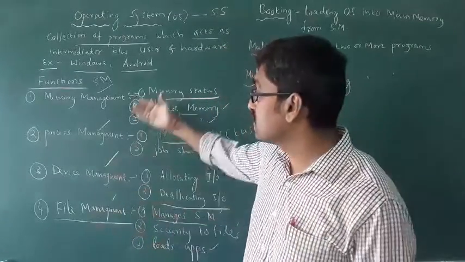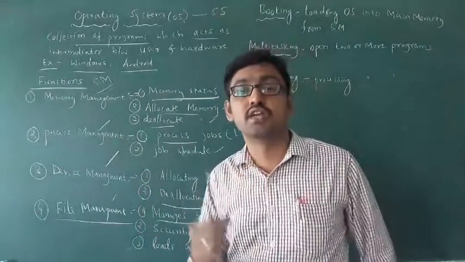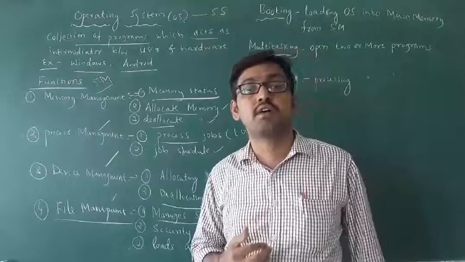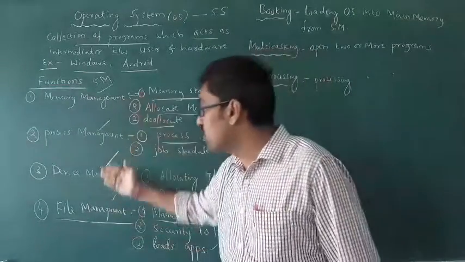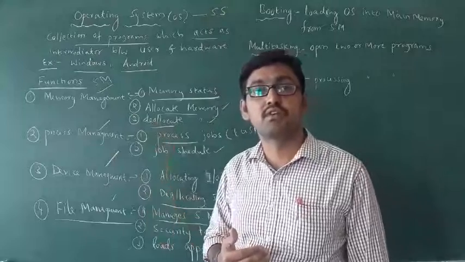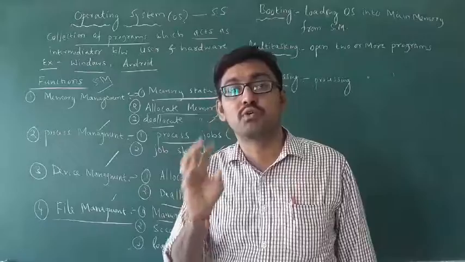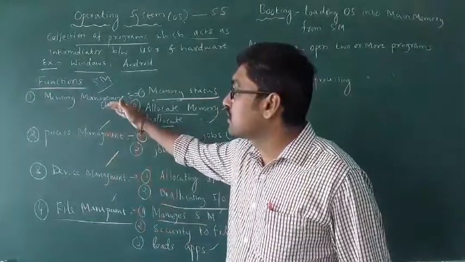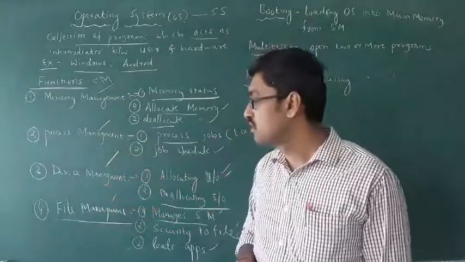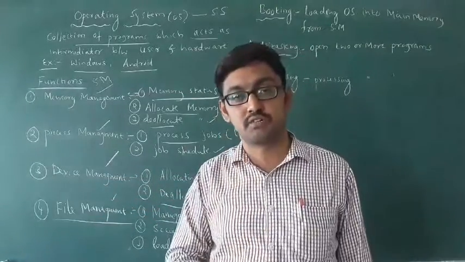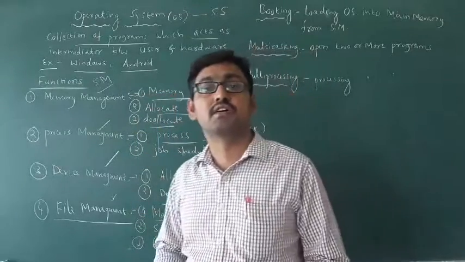These are the main functions of the operating system. A 5 marks question is asked every year. This is a common question asked in the exam: explain the functions of the operating system. If you write only these subheadings you get 2 marks. If you write the explanation you get 5 marks. You have to remember: memory management, process management, device management, then file management. These are the functions of the operating system.